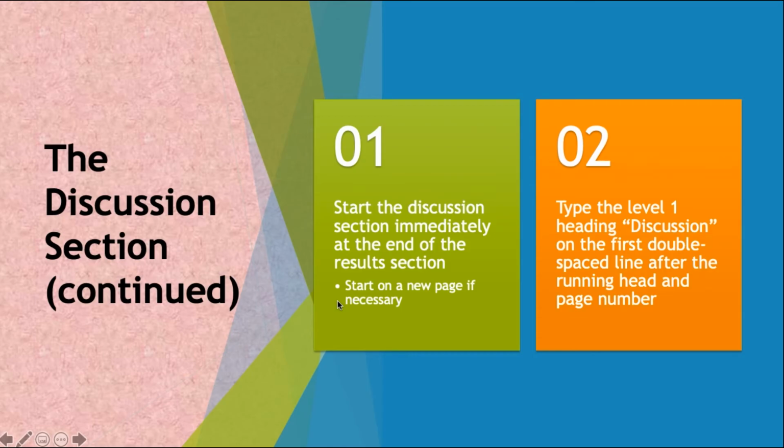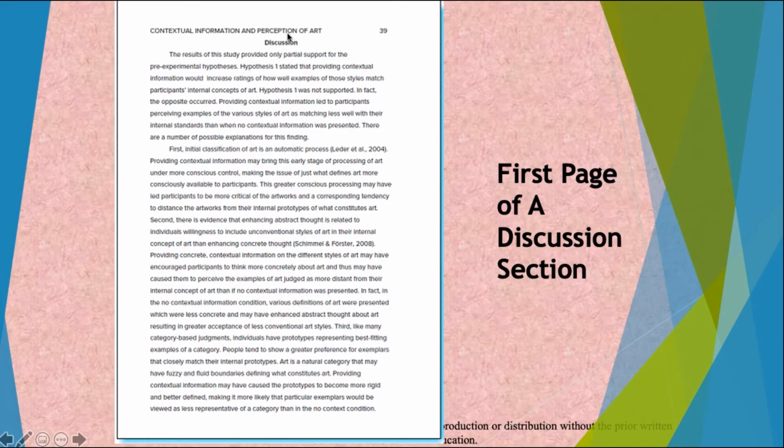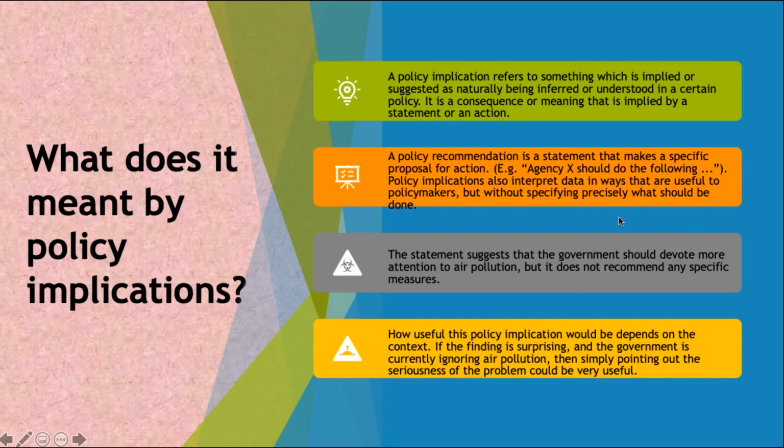For the discussion section, you should first start it immediately at the end of the results section. Start a new page if necessary. Second, type the level 1 heading Discussion on the first double-spaced line after the running head and the page number, and it will look like that. See, this is the discussion here. Then you start discussing all your results one after another.